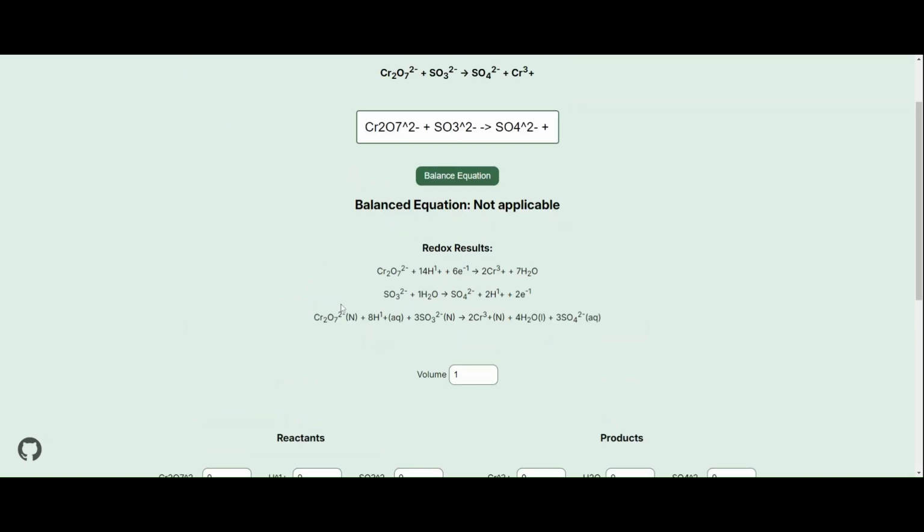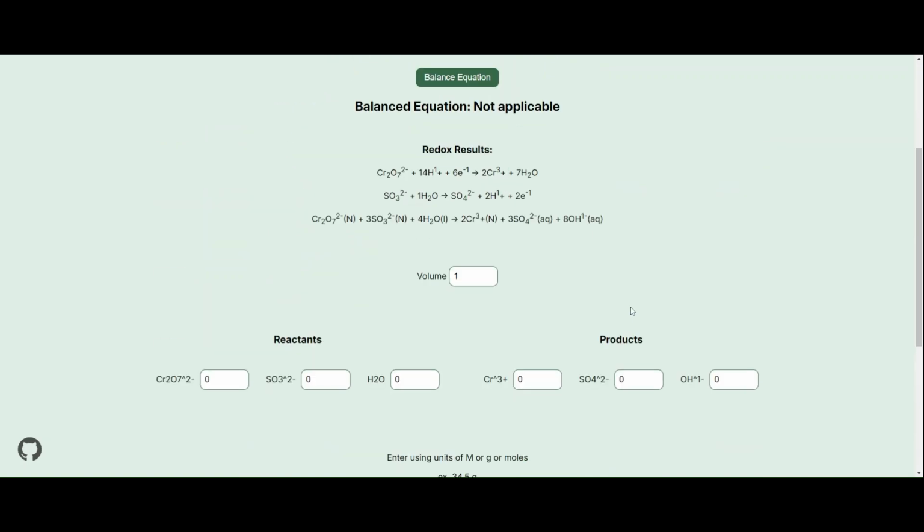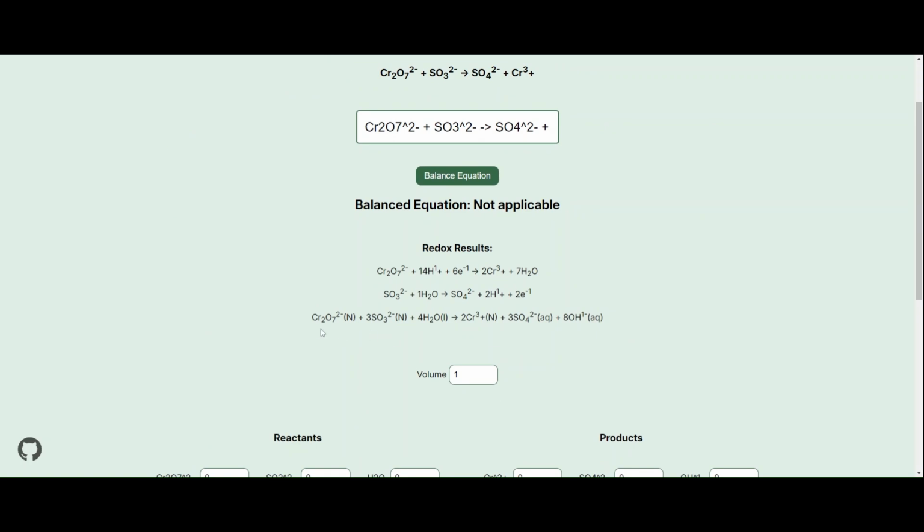As you can see, we have our results. Here we have both of the half reactions. This is the first half reaction, this is the second half reaction, and this is the final balanced reaction of the redox reaction. We can also try this with the basic environment. As you can see here, we now have the basic reaction balanced.